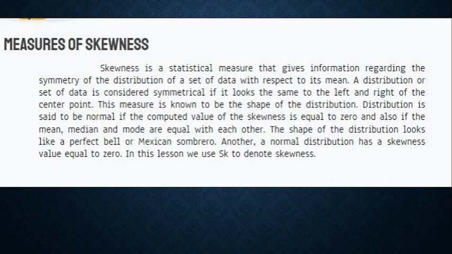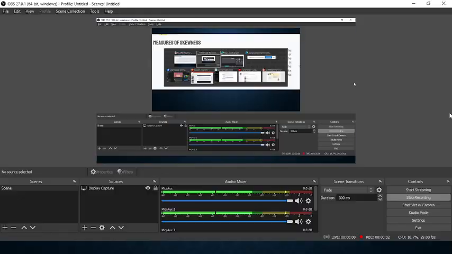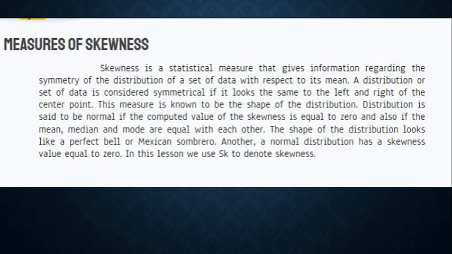A distribution or set of data is considered symmetrical if it looks the same to the left and the right of the center point. This measure is known to be the shape of the distribution. And the distribution is said to be normal if the computed value of the skewness is equal to 0.